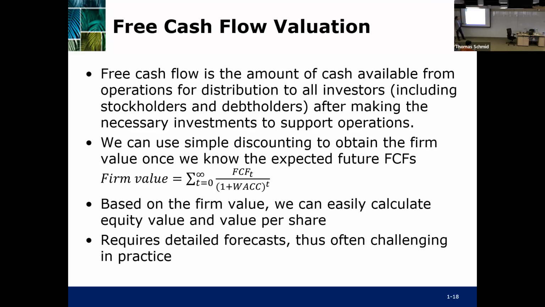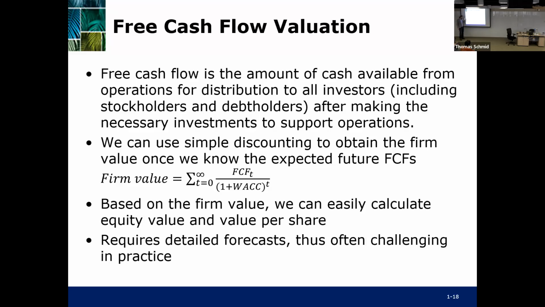Quite straightforward. If we have the value of the firm, the firm value, then we can calculate the value of the equity by subtracting the value of the debt. Firm value minus the value of the debt is the value of the equity. And if you divide that by the number of shares, we get the value per share. I will also come back to that in 5 minutes or so.